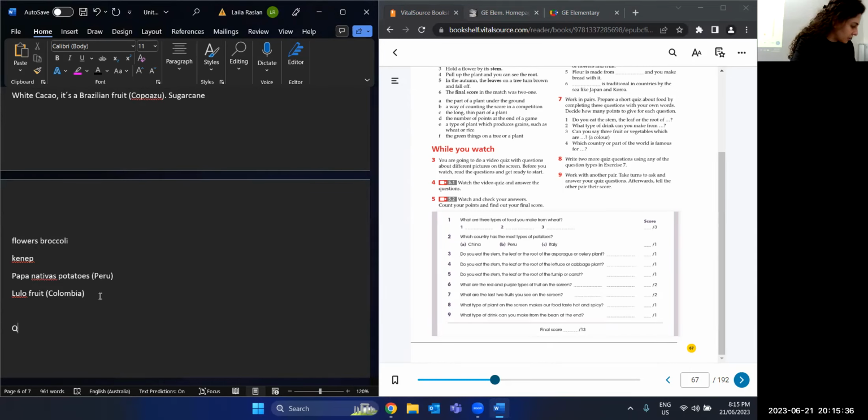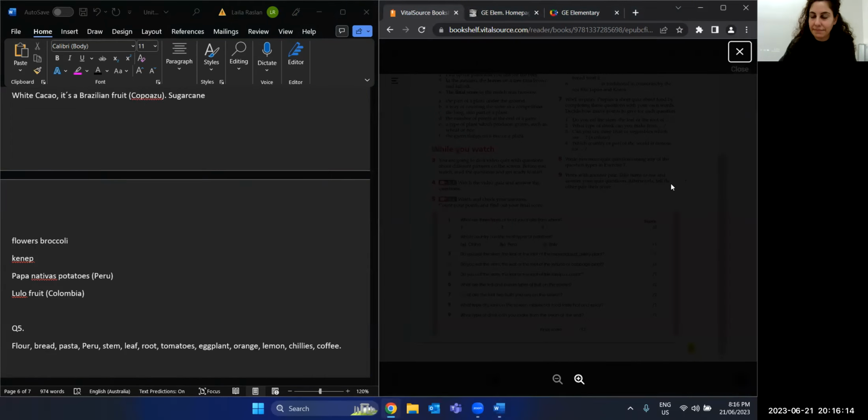So if you missed them: flour, bread, pasta. Then we had Peru, stem, leaf, root, tomatoes, eggplant, orange, lemon, chilies, coffee. Okay, let's go to number 6.